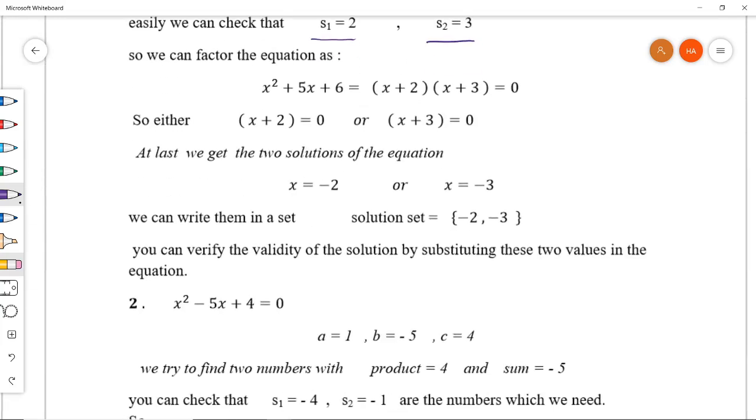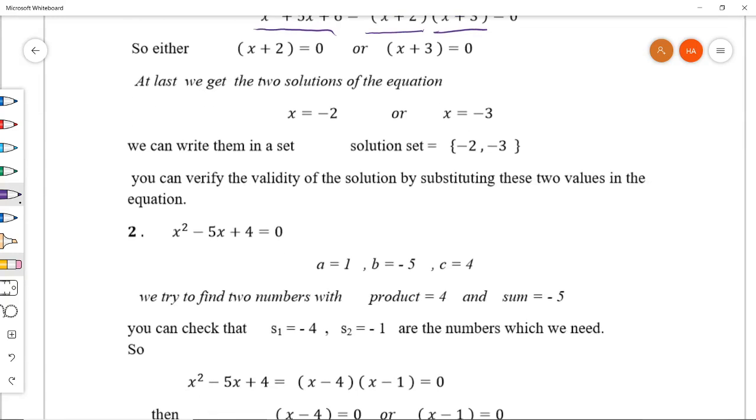Here, then, the equation can be factored into two brackets like this: x plus 3 and x plus 2 equals 0. We verify that by multiplying the two brackets; you get the same equation. Now, the first one equals 0 or the second one equals 0. x plus 2 equals 0 gives us that x equals negative 2. If x plus 3 equals 0, it gives us that x equals negative 3. So the solution set is negative 2 and negative 3.